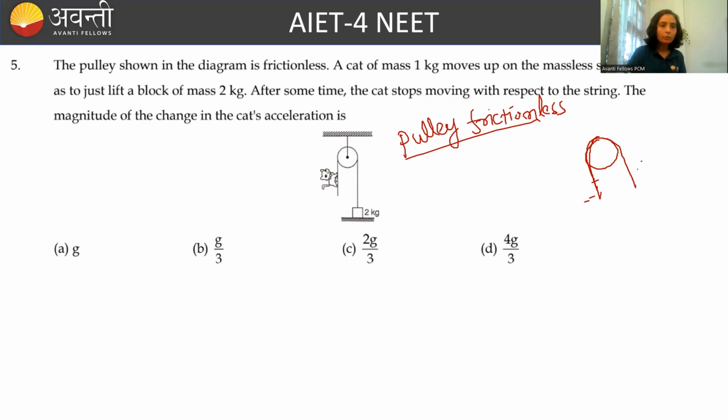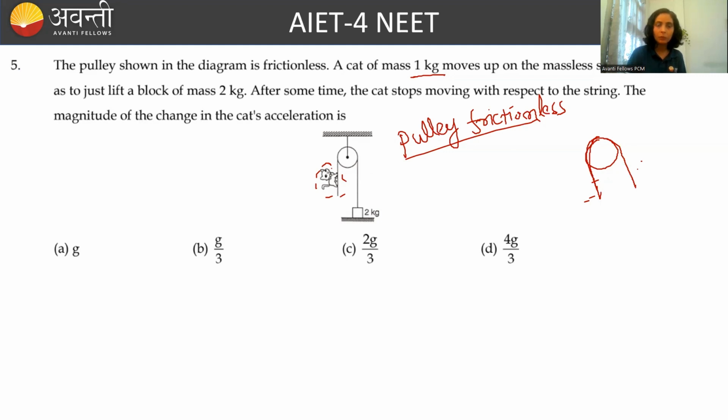Now, what is happening? A cat of mass 1 kg moves up on the massless string so as to just lift a block of mass 2 kg. Done. So this cat is moving up the string and it wants to pick this mass 2 kg up, right? After some time, cat stops moving with respect to the string.